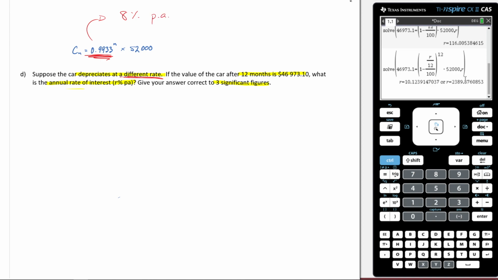That's what the question had told us. We are no longer depreciating at 8% per annum. We don't know what this is anymore. We're trying to figure out what that R is. So that means we no longer have this value here. This now is X. We don't know what it is. So I'm going to say, all right, we've got C of N, we don't know what X is, we've got X to the N times 52,000. But what do we know? We know that after 12 months, it's worth this much money. So let's pop in that information.